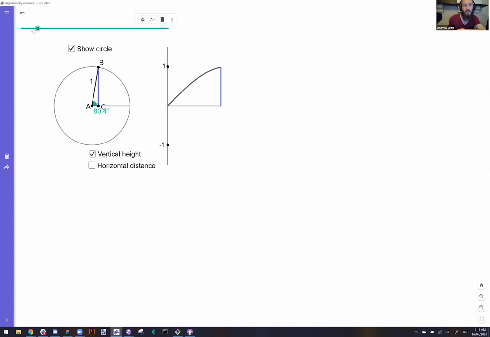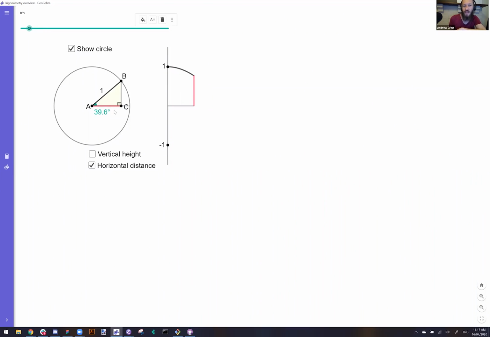All right, let me rewind this. And instead, let's take a look at the horizontal distance. As we increase the angle, what happens? Well, this side of the triangle gets smaller and smaller, until it gets down to 0. So the vertical height starts off small and gets big, and the horizontal distance starts off big and gets small.